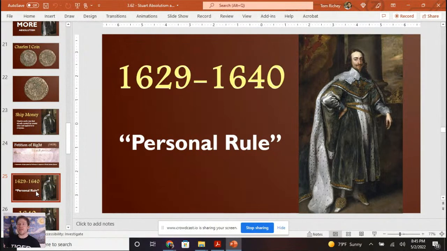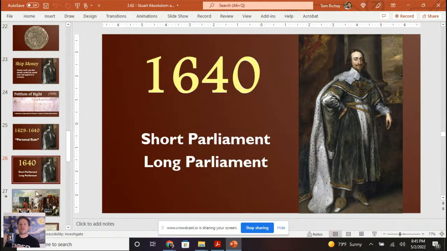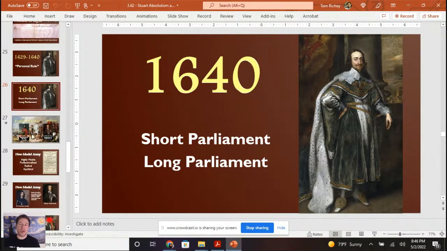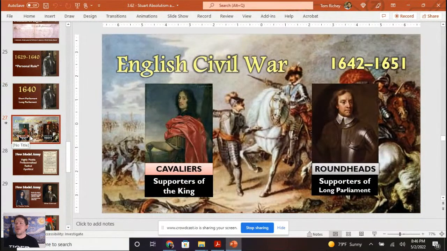And then finally, in 1640, he needed money. He called Parliament. You have what's called the Short Parliament, because Charles called it, and then he dismissed it. And then you've got the Long Parliament, where Charles called it, he tried to dismiss it, and they kept sitting. And so in the English Civil War from 1642 to 1651, you've got the Cavaliers and the Roundheads. The Cavaliers would be the supporters of the king. The Roundheads were the supporters of the Long Parliament.